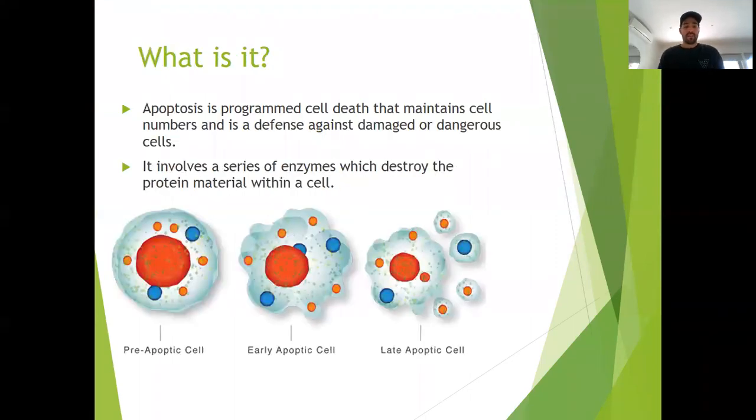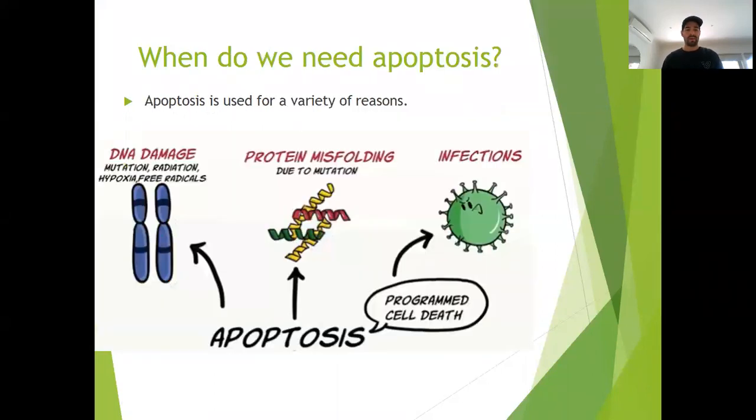So apoptosis is programmed cell death. It's our way that our cells will actually maintain the cell numbers to make sure we're not getting too many cells. Or if cells are damaged or dangerous, apoptosis will actually cause them to die as well. So in apoptosis, it's using a series of different enzymes which destroy the protein components of a cell and start to break it down into smaller components. You can see here, this is a cell before apoptosis, and by the end of apoptosis, it started to break down into smaller fragments.